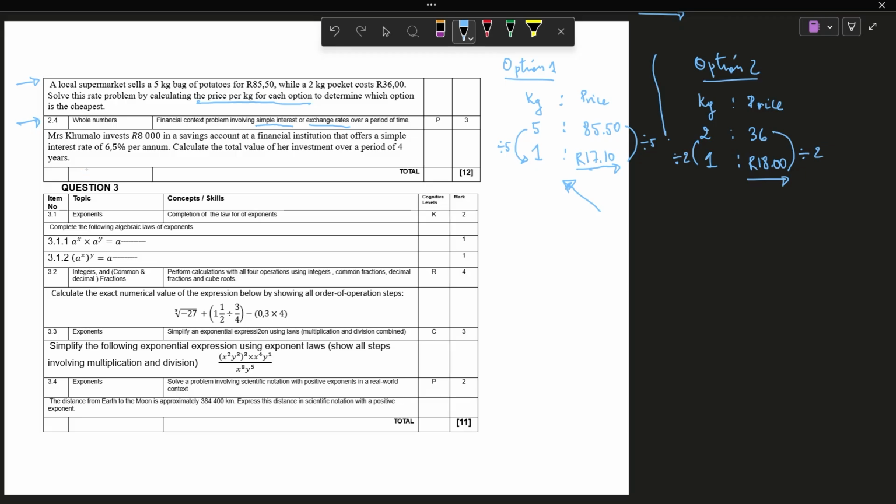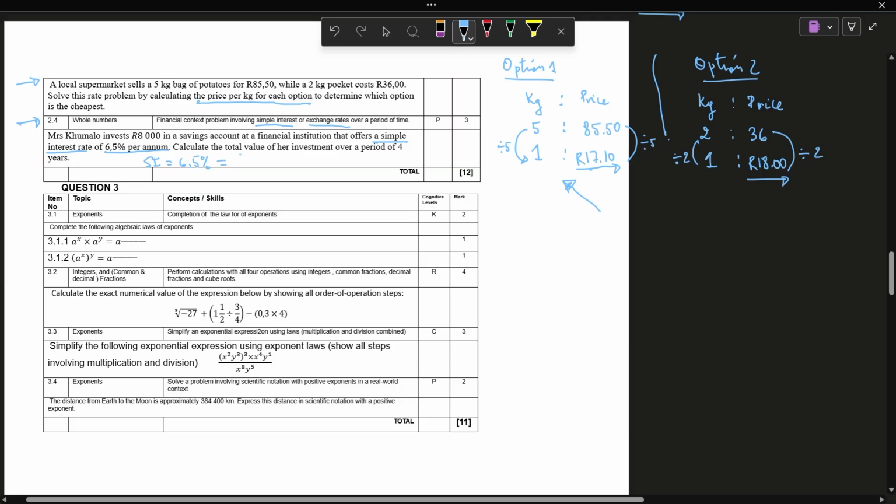Remember, okay, Mrs. Kumalo invests 8,000 in a savings account at a financial institution that offers a simple interest rate at 6.5% per annum. This is very important. So we've got a simple interest rate at 6.5% per annum. So we don't use this value. You need to convert this.